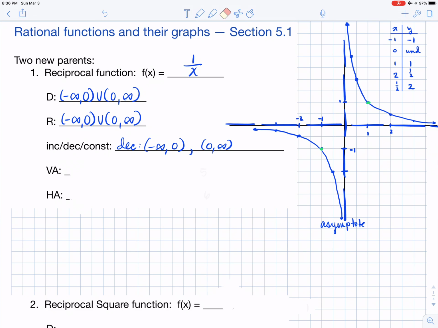And then we can say that the vertical asymptote, as I already mentioned, is on the y-axis, and that's going to be at the equation x equals 0. The horizontal asymptote is on the x-axis at the equation y equals 0.